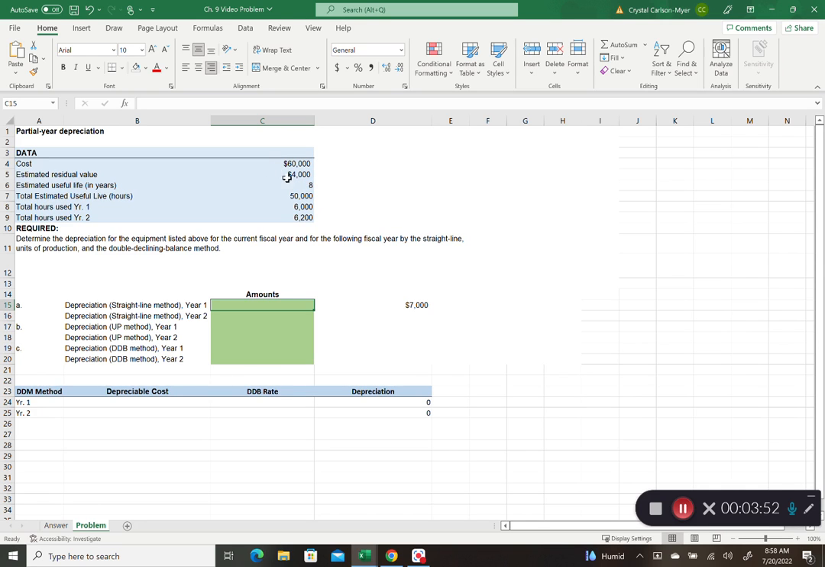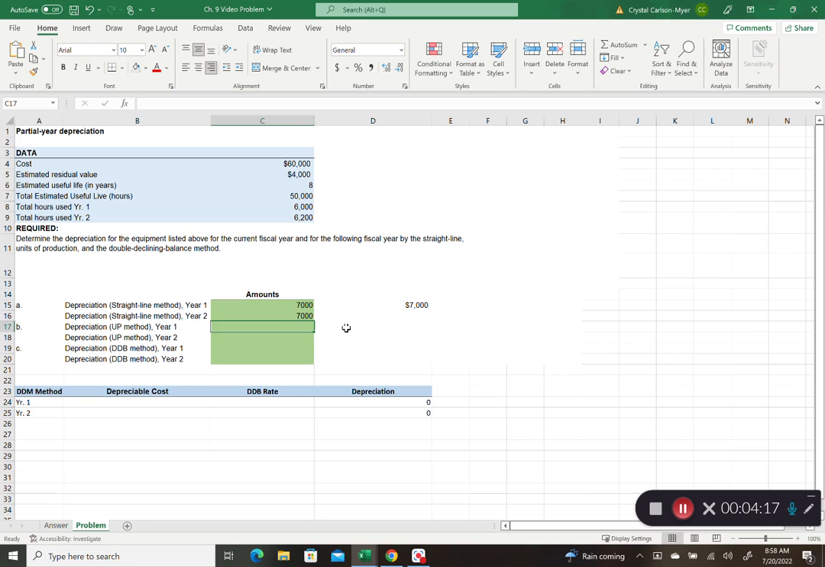60,000 minus 56 is 4,000. So we're going to do 7,000 every single year, for 8 years, not 4 years. All right, so straight line method: the same amount every single year for the asset's useful life. Okay, that one's pretty easy. So we have 7,000 for that.